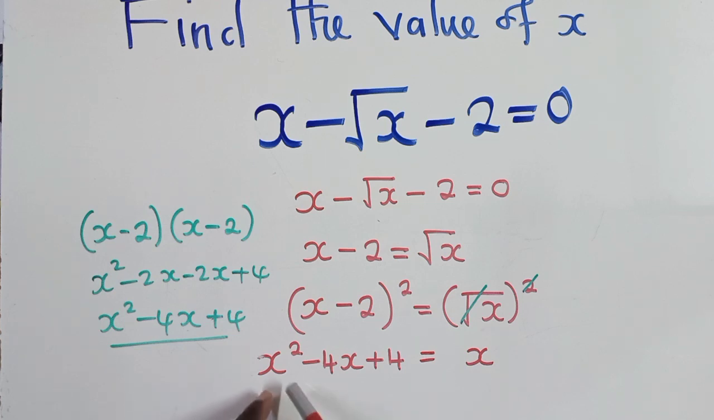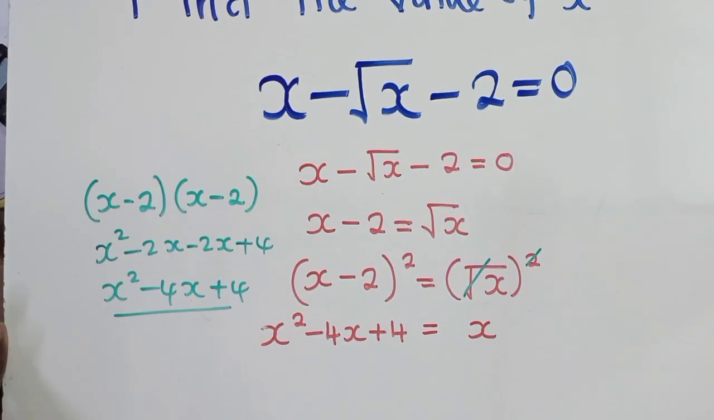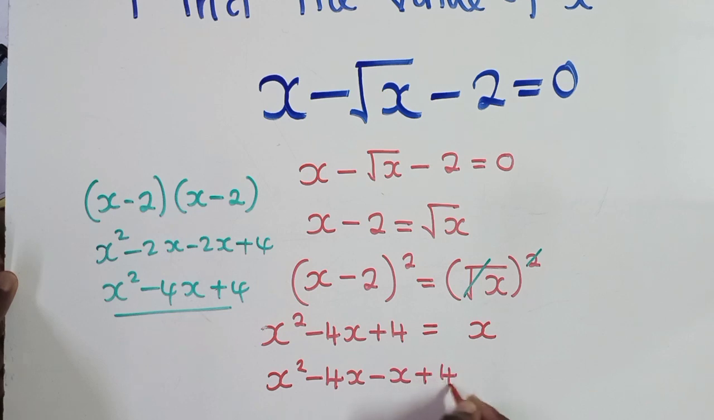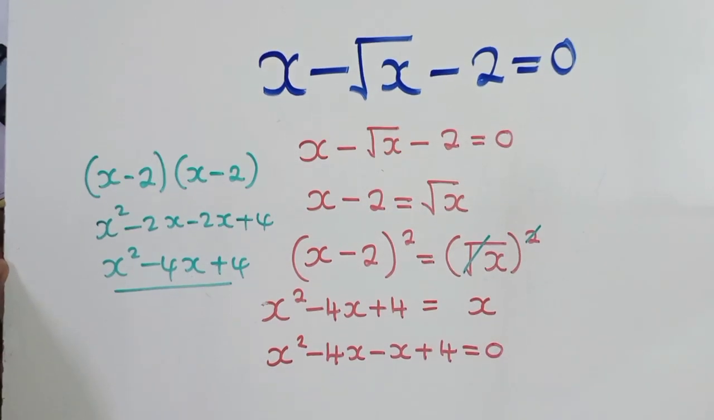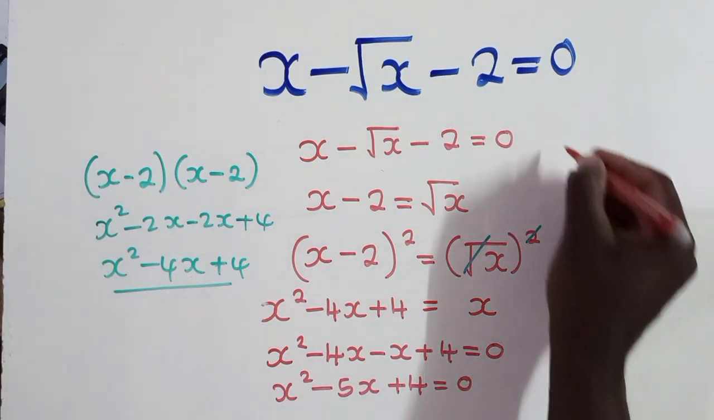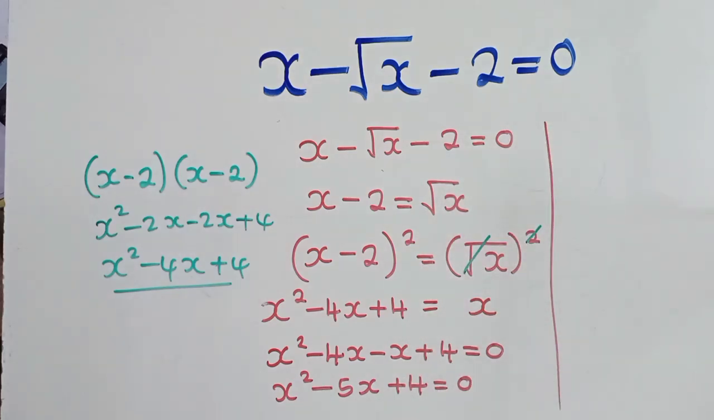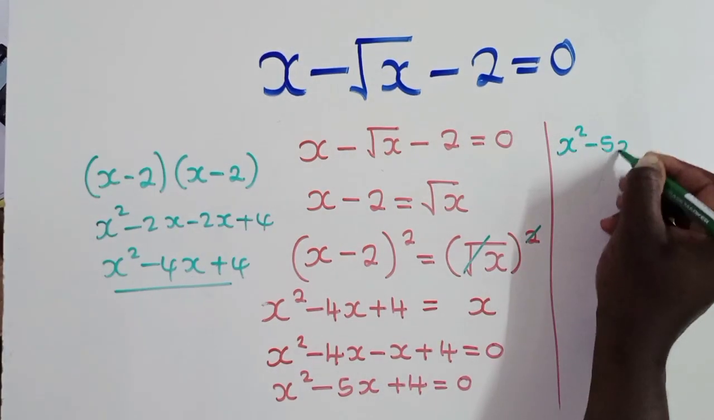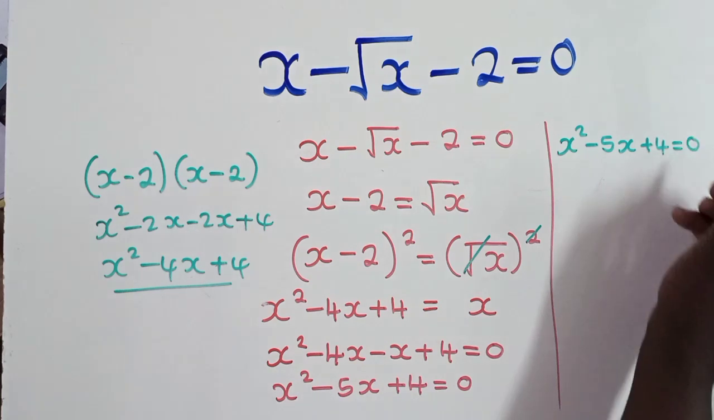Now from this stage, if you're able to see nicely, this is a quadratic equation. So we just have to put it in standard form. We shall have x squared minus 4x minus x plus 4 is equal to 0. From here, we clean up, and we are getting a proper quadratic equation. Our duty now is just to solve the quadratic equation. So we have x squared minus 5x plus 4 equal to 0.